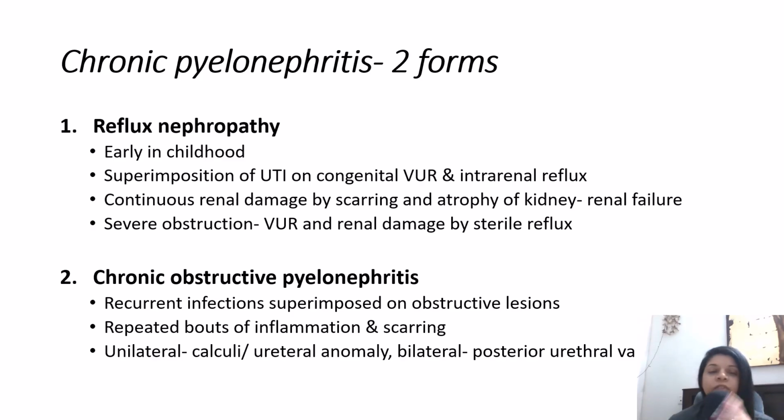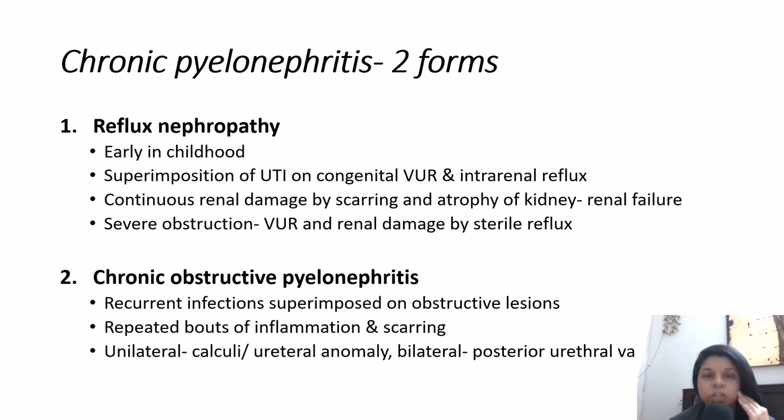Reflux nephropathy, I said, occurs when the valve is not working properly and the urine goes back. When there is obstruction, after so much urine has filled up, the valve will automatically open and the urine goes back. That is obstructive pyelonephritis. Reflux occurs in both cases, in obstructive and in reflux nephropathy. But even if there is no obstruction, if the valve is affected, reflux can occur. So reflux can occur with obstruction, but it can also occur purely when the valve is affected.